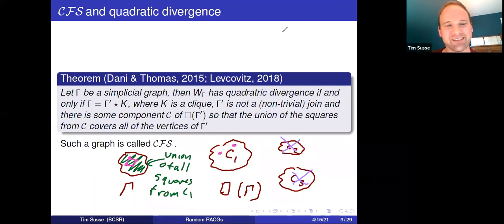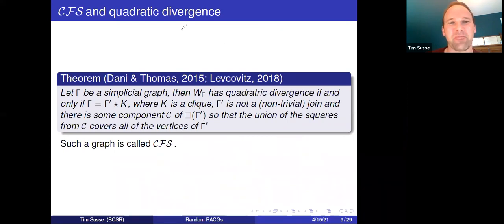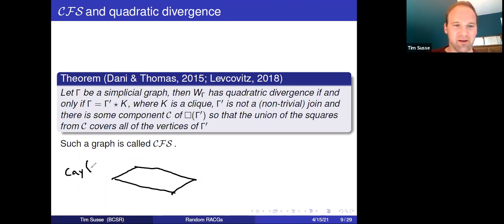So originally, Dunny and Thomas named this component with full support, but since then we've renamed it constructed from squares. Okay, and so just to give you an idea of how this proof works, what's going on here is that every square inside of gamma corresponds to a Z squared subgroup, right? And so what we've got inside the Cayley graph are a bunch of flats. So if we're looking at the Cayley graph of W gamma in our generating set, the vertex set of gamma, what we'll see inside of there, every square will correspond to some flat inside of there.